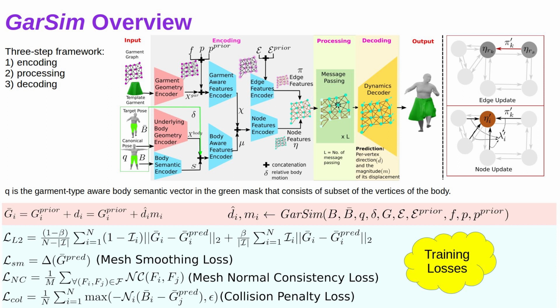GarSim operates in a three-step process. During the first step, it embeds the particle-based state representation of the garment into the latent garment graph. It encodes the various garment and body-specific factors into the nodes and edges of the garment graph. The encoded garment graph is then passed to the second step, called the processing step, where a learned message passing algorithm is used to update the state, node features, and their relationships, edge features, and output the final updated latent garment graph. Finally, the updated latent garment graph is passed to the third step, called the decoding step, that predicts the direction and the magnitude of the displacement. We train GarSim with both supervised and unsupervised losses.